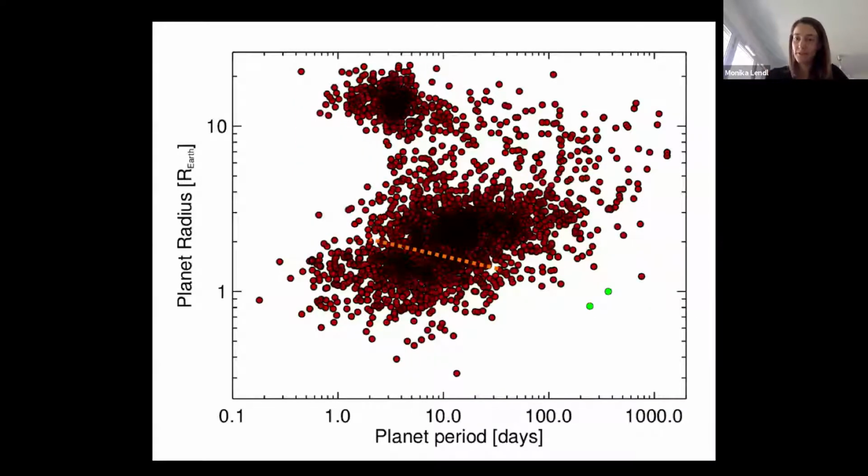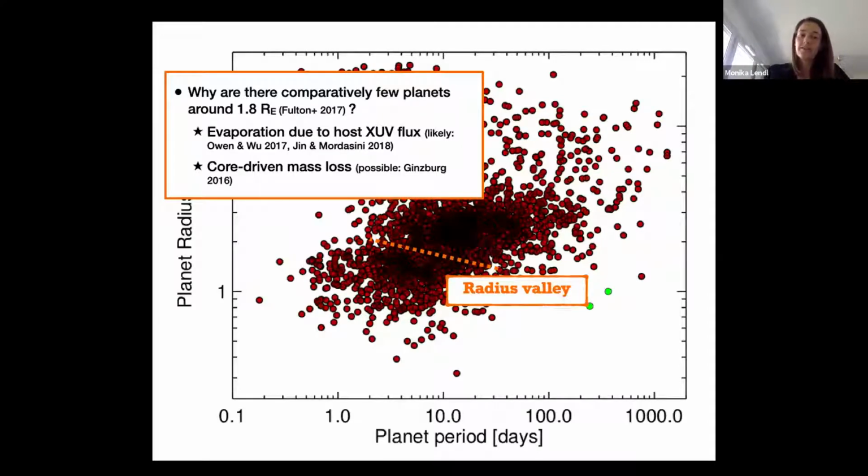And the third point that I'd like to stress is this little depression here that I've indicated with the dashed line. This is statistically significant. There's been a number of papers about this. We call it the radius valley. So there are comparatively few planets that have a radius of about 1.8 Earth radii. That's about the location of this radius valley.